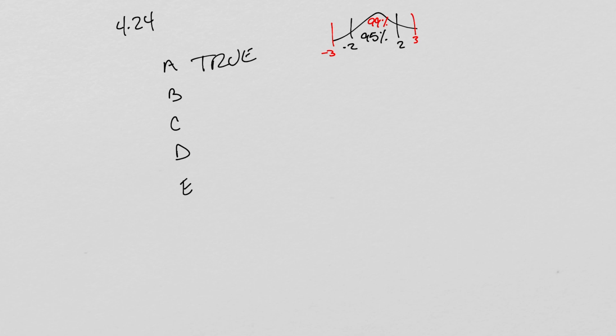B, decreasing the significance level alpha will increase the probability of making a type 1 error. That is false. The significance level is the probability of the type 1 error. Okay, so if you decrease the significance level, then you're actually decreasing the probability of making a type 1 error, not increasing it.